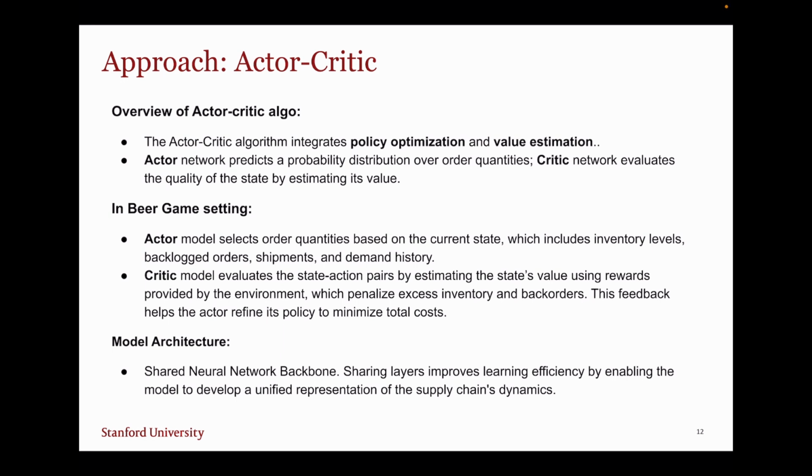This method integrates policy optimization and value estimation, where the actor network predicts a probability distribution, and the critic network evaluates the quality of the states by estimating their value. For our beer game setting, the actor model selects order quantities based on the current state, which includes inventory levels, back orders, shipments, and demand history. The critic model evaluates the state-action pairs by estimating the state's value using rewards provided by the environment, which penalize excess inventory and back orders. To be more detailed, we use shared layers to improve learning efficiency by enabling the model to develop a unified representation of the supply chain's dynamics.